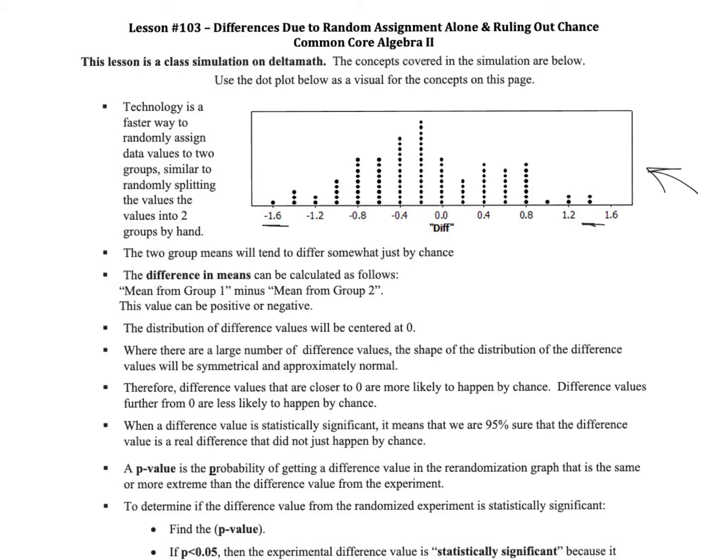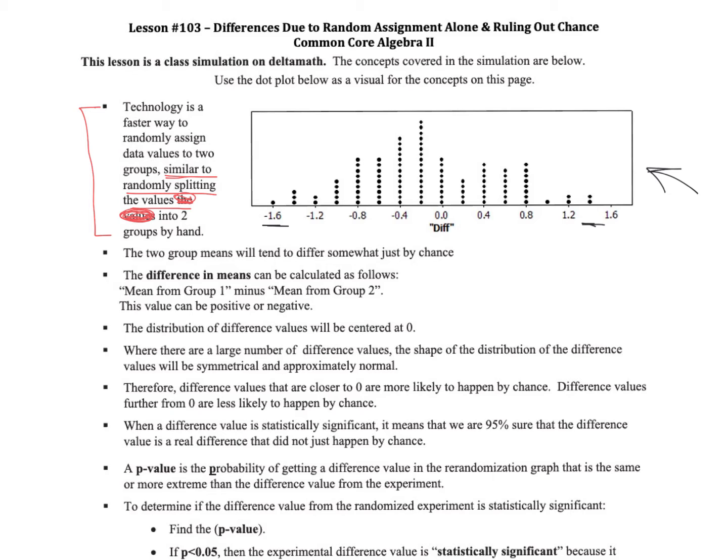First off, technology is a faster way to randomly assign data values to two groups. We did a couple by hand, where I entered the mean value, well, not totally by hand because it was on a computer, but we can quickly generate those dots as we've seen before. This is still the same idea. The computer is randomly splitting the values into two groups.